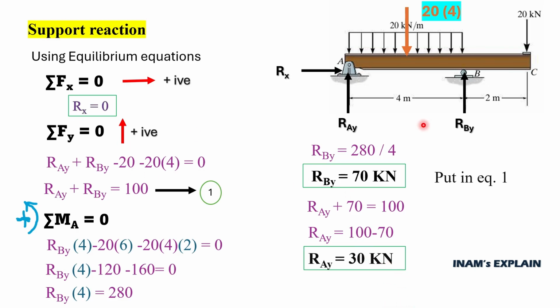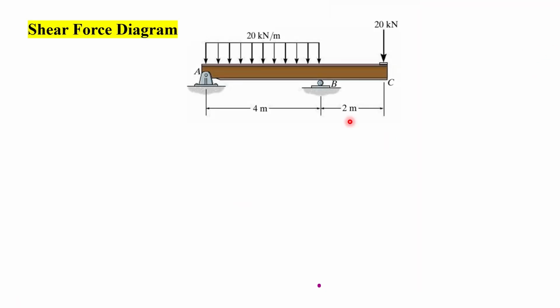So this will be the first step for all the questions related to the shear force and bending moment diagram. Whether you are solving by graphical method or by equation method, this will be the first step: you should find the value of the support reaction. Now we will be drawing the shear force diagram for this beam, and we know the value of these reactions. So the Rx value is equal to 0, RAY value is 30 kilonewton, and RBY value is 70 kilonewton. With the help of this question, we will be drawing the shear force diagram.